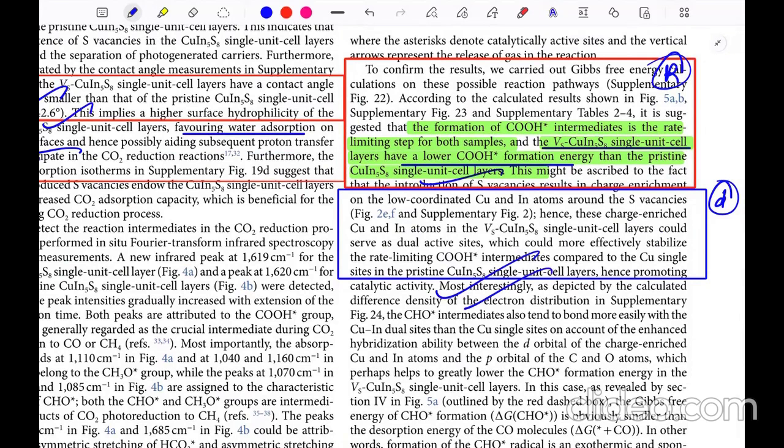This might be ascribed to the fact that introduction of sulfur vacancy results in charge enrichment at the low coordinated copper and indium atoms around the sulfur vacancy, and the charge enriched copper and indium could serve as dual active sites, which will effectively stabilize the rate limiting intermediate compared to the single copper atom site in the pristine one, hence promoting catalytic activity. So again, there is some result and there is some discussion behind that.